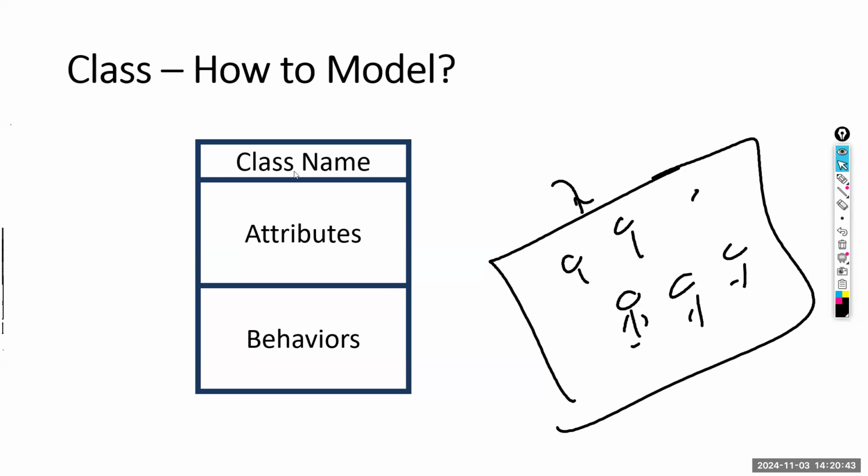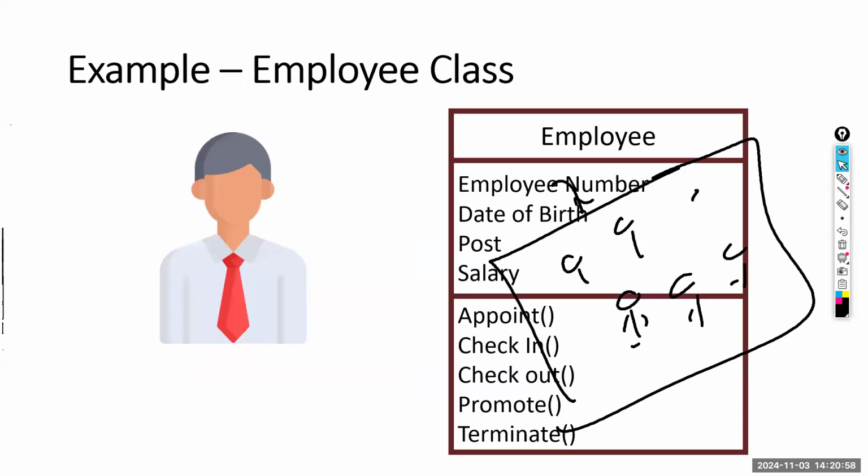So your class must have a name. Then you define what the attributes of that class are. That means what the attributes of the objects that you represent are, and what the behaviors of that class are. So what the behaviors of the objects of that class are. Okay.